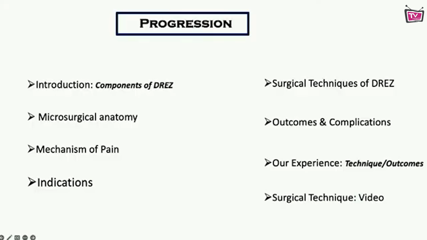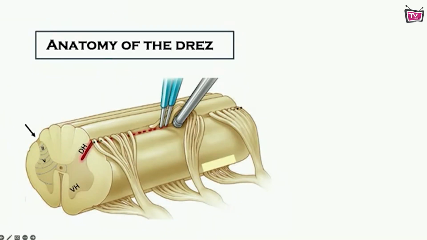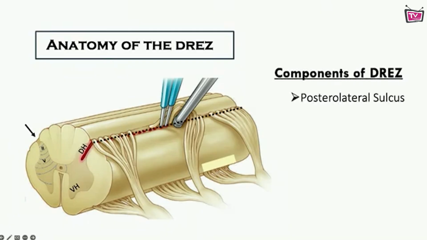So this will be the progression. I'll introduce first what is DREZ, then the anatomy, the indications, and our own experience with the video. The dorsal root entry zone is the area that lies posterolateral, in the posterolateral sulcus, lateral to the entry of the roots, bilaterally.